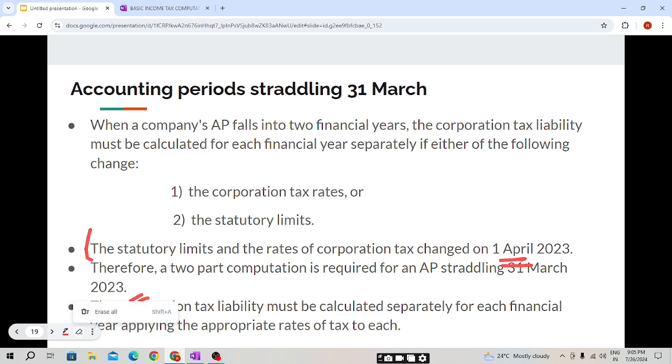So students, therefore a two-part computation is required for an accounting period straddling 31st March 2023, if the accounting period is between two financial years. The corporation tax liability must be calculated separately for each financial year, applying the appropriate rates of tax to each.